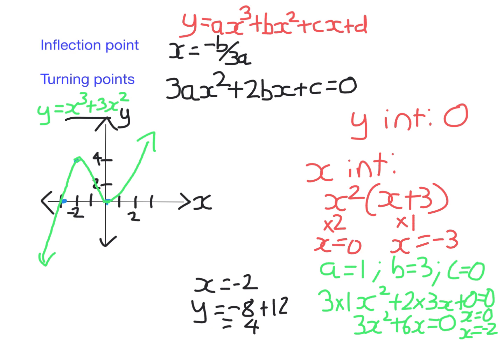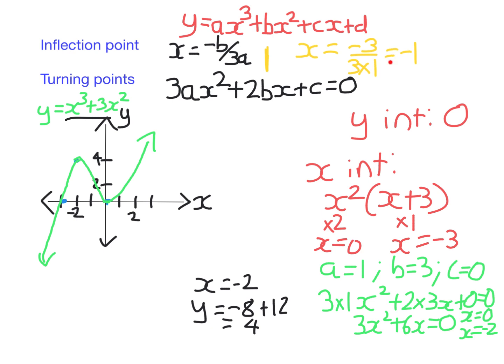Cubics always have one and only one inflection point, and if you have two turning points, it's always halfway between them. So we know it's going to occur here at x equals negative 1, because that's halfway between negative 2 and 0. But we can also use this formula here. x equals negative b, so b is 3, over 3 times a. a was 1. It occurs at x equals negative 1.